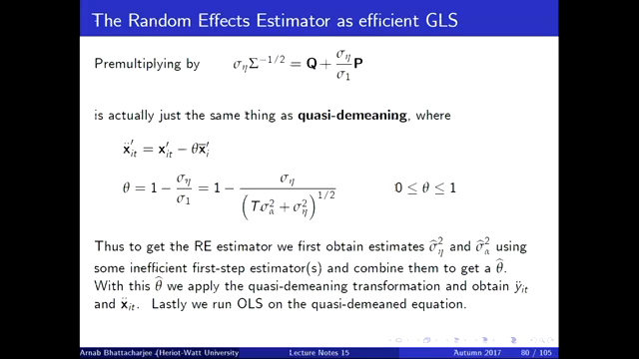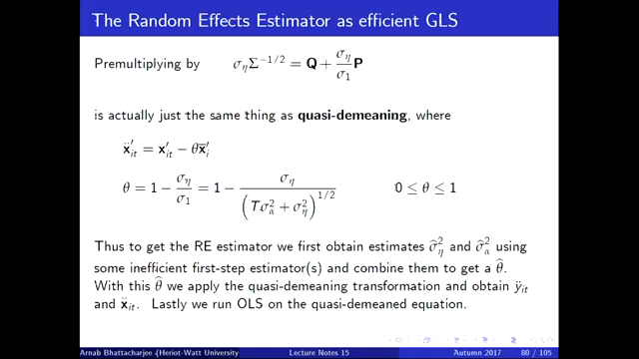So, pre-multiplying this now is the same thing as doing quasi-demeaning, with a particular theta, and that theta is this guy. So this theta is 1 minus sigma eta divided by square root of this. And this is between 0 and 1.